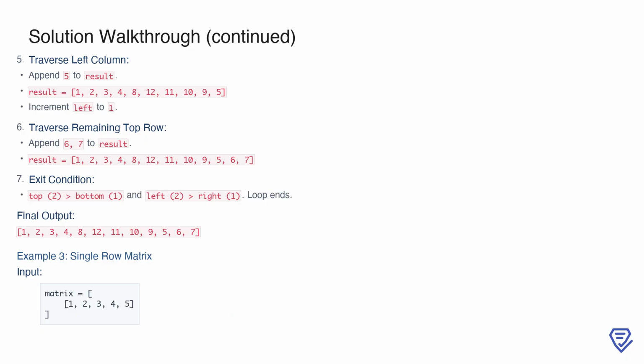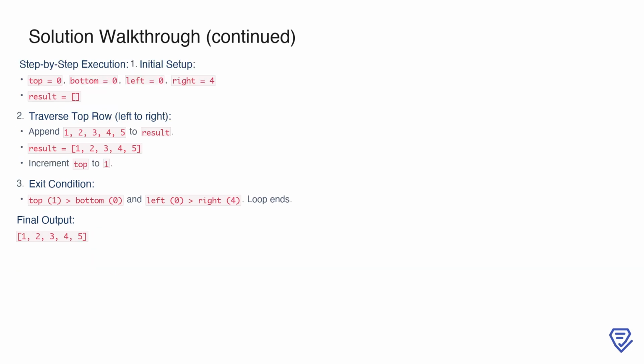At this point, the exit condition is met because the top boundary has surpassed the bottom, and the left boundary has surpassed the right. No more elements remain to be traversed, so the final output for this matrix is 1, 2, 3, 4, 8, 12, 11, 10, 9, 5, 6, 7. Next, we'll examine a simpler case with a single row matrix.